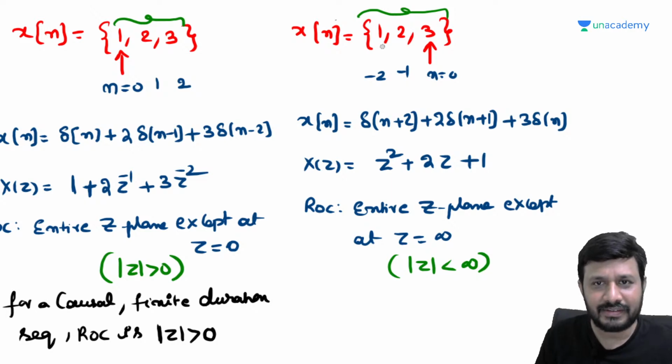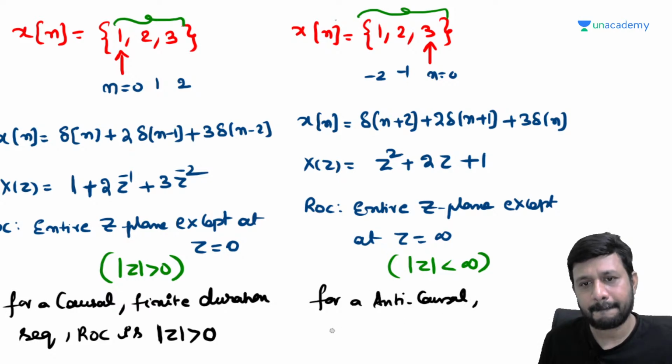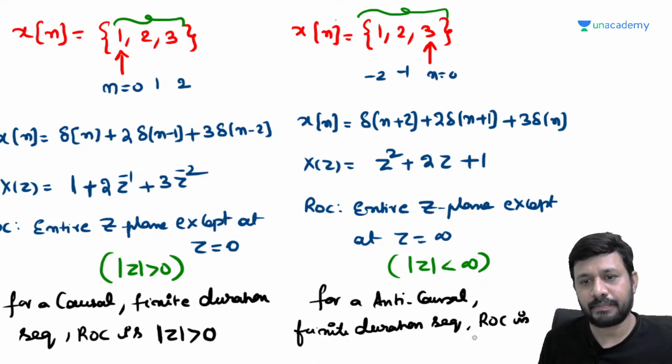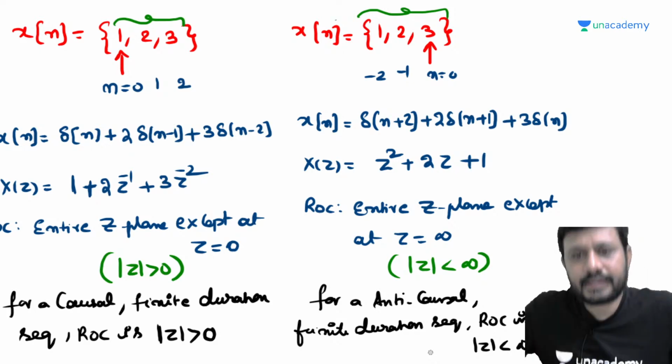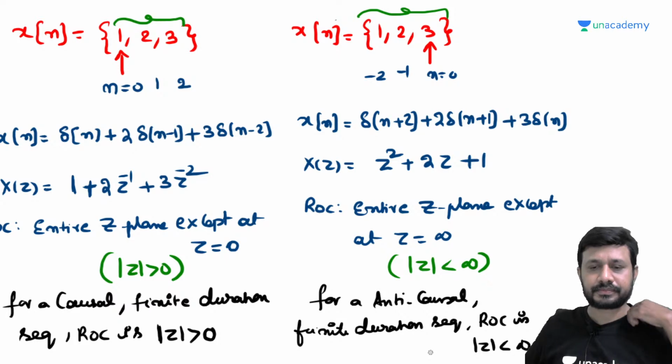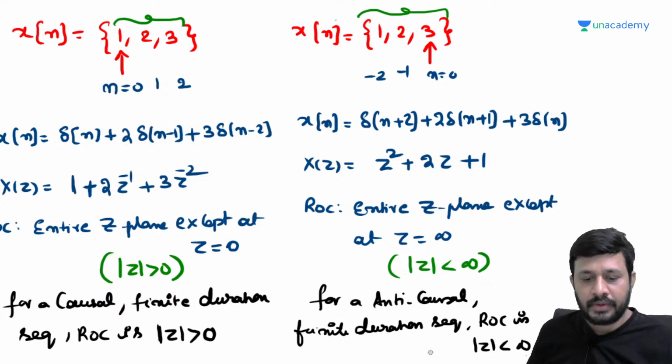Or we can generalize. This is an anti-causal finite duration signal. For an anti-causal finite duration sequence, ROC is entire Z plane except at Z is equal to infinite. Next one.